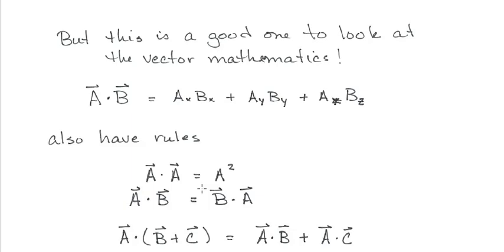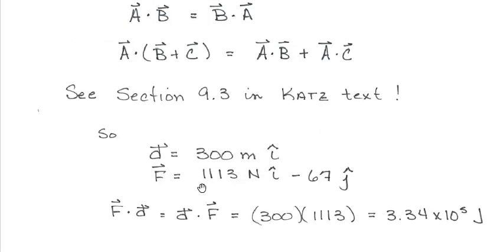We can also look at a couple other rules. If I have vector A dot product with vector A, I get A squared. I can do the reverse: A dot B is equal to B dot A, and I can use that commutation type rule. So let's do it with the vector type, and if you really want to review this, see section 9.3 in the CATS text.